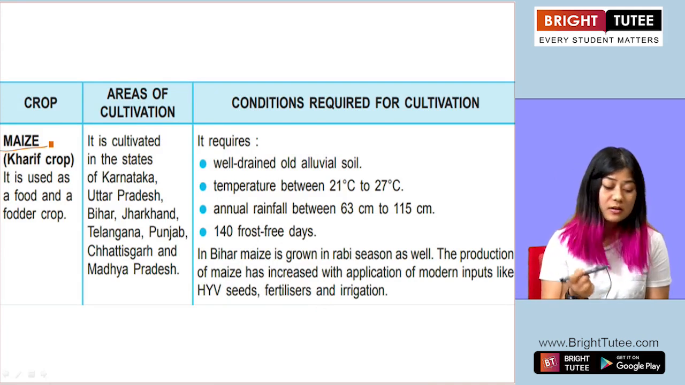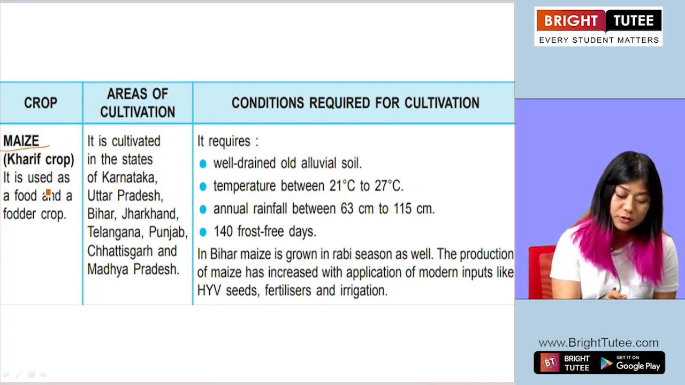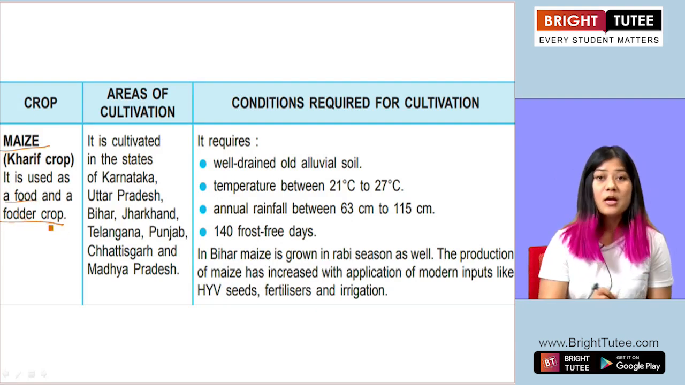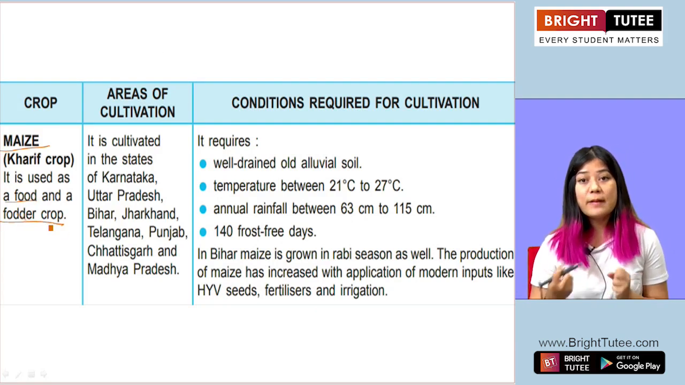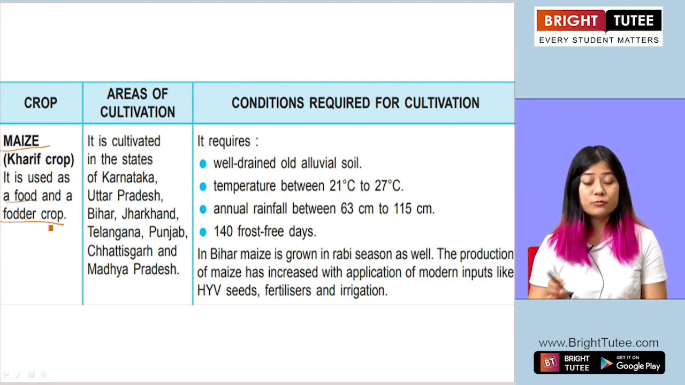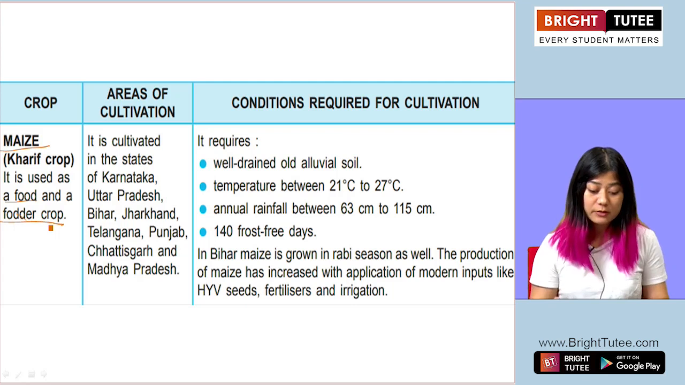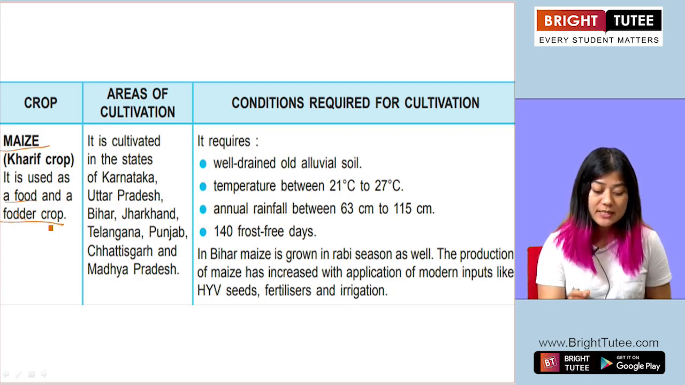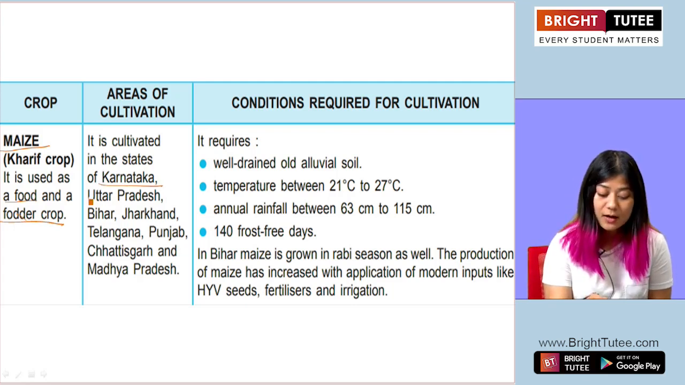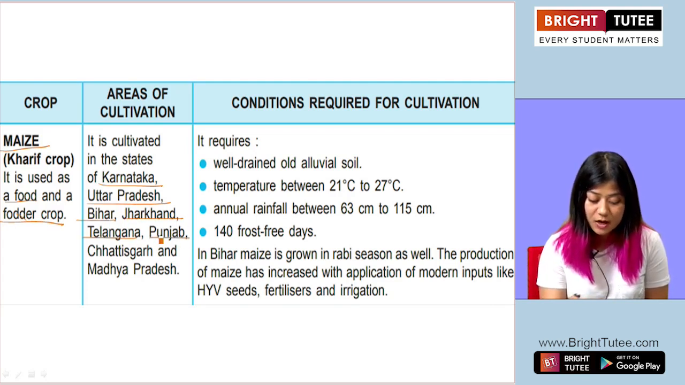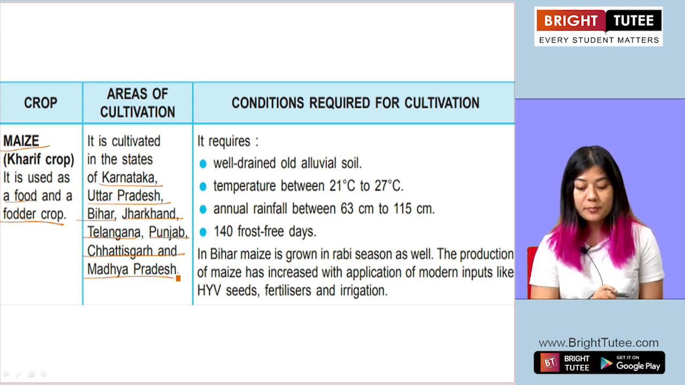Maize is another kharif crop. It is used as food and also as a fodder crop. So this is consumed as food by the people and also used to feed the animals. This is cultivated in the states of Karnataka, Uttar Pradesh, Bihar, Jharkhand, Telangana, Punjab, Chhattisgarh and Madhya Pradesh.